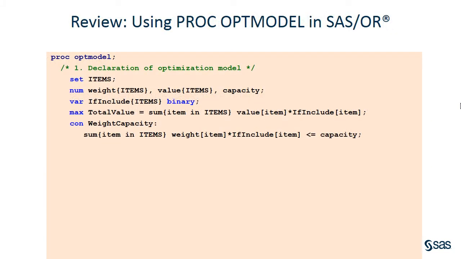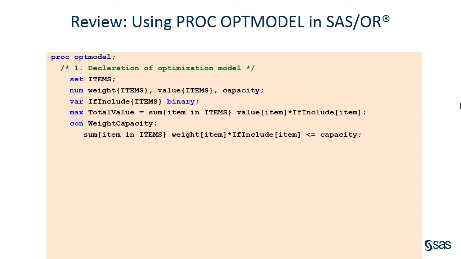First, a quick review of the structure of a typical PROC OPTMODEL program. This is a simple example of a knapsack problem in which you're given a knapsack, or any container, with a weight capacity and a set of items with corresponding weights and values. The optimization problem is to find a subset of items that maximizes the total value of the items chosen and satisfies the overall weight restriction.